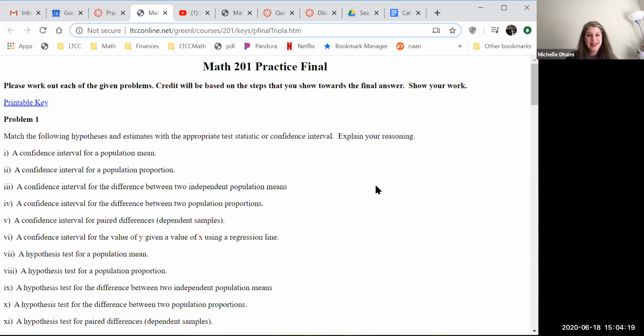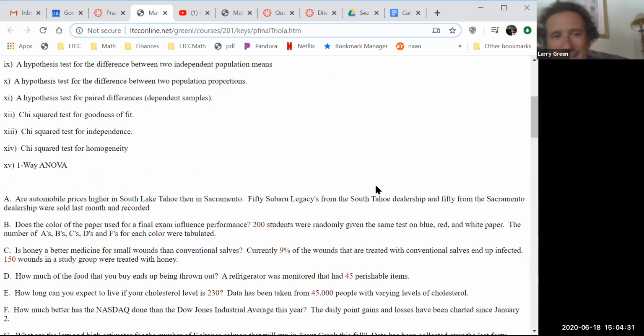And now, proportions are for yes, no. This wasn't yes, no. So then it's for population mean. Exactly. There we go. Okay. So that was that one.